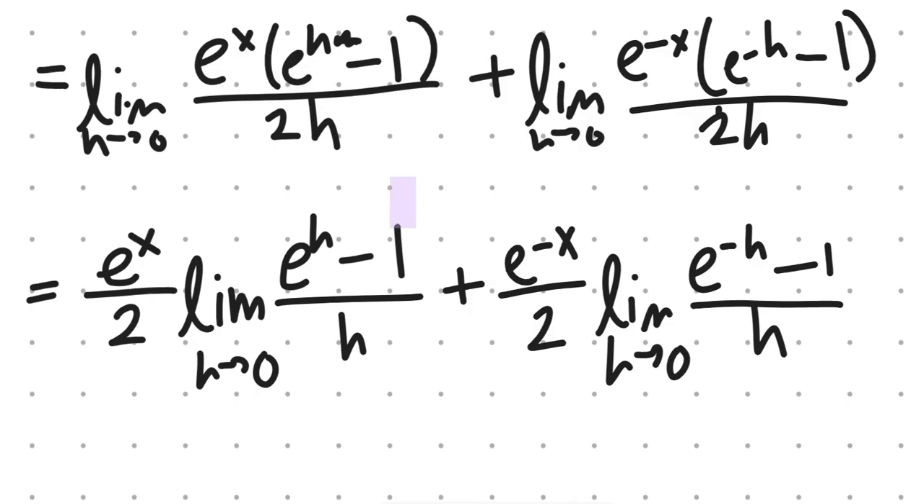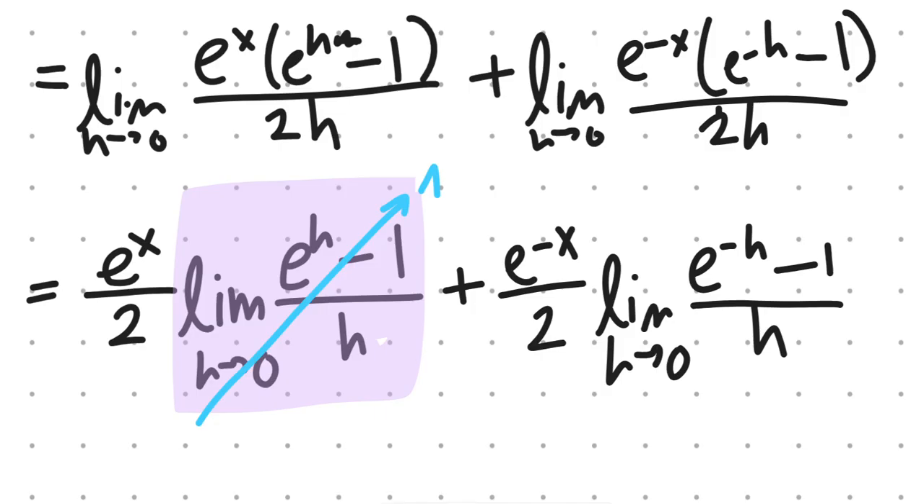Now we know from past videos that I've proven the derivative of e to the x. And when we try to prove it using the limit definition, we come across this form of the limit. And we have stated that this limit approaches 1, which means we are just left with e to the x over 2. But for the other limit, we have to do something.